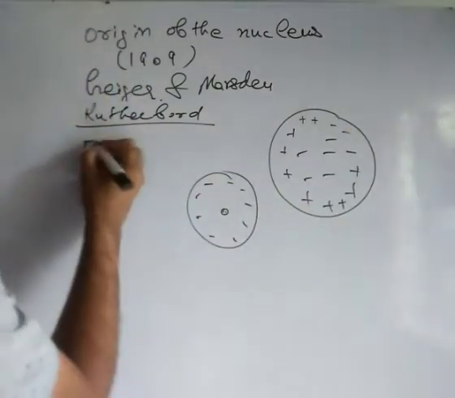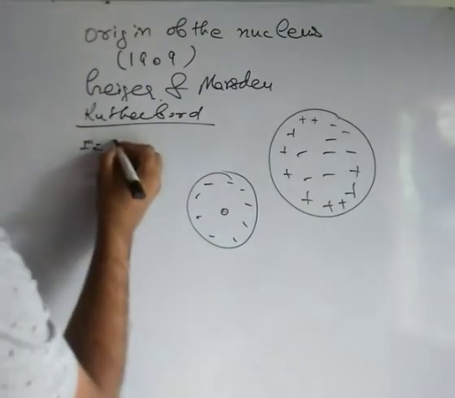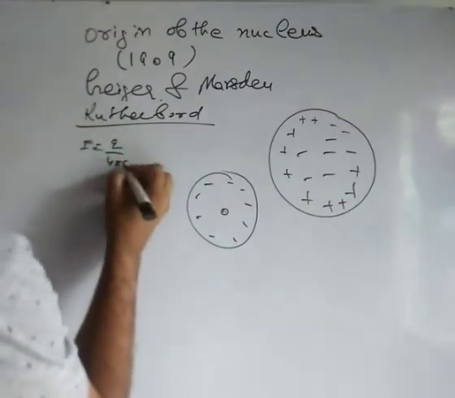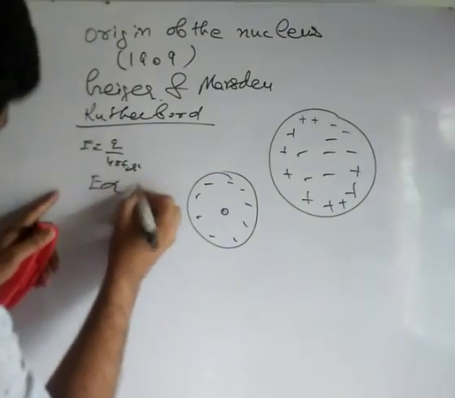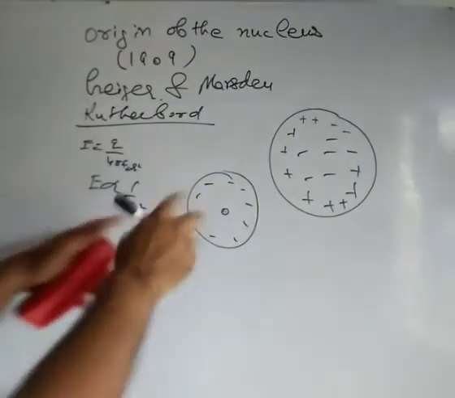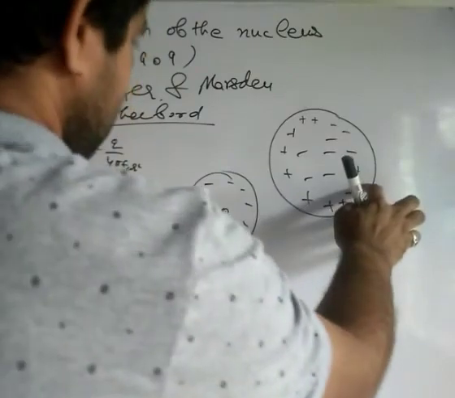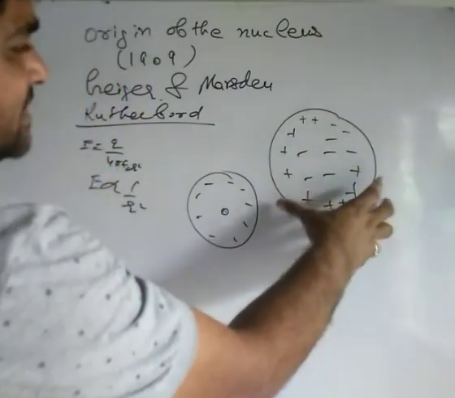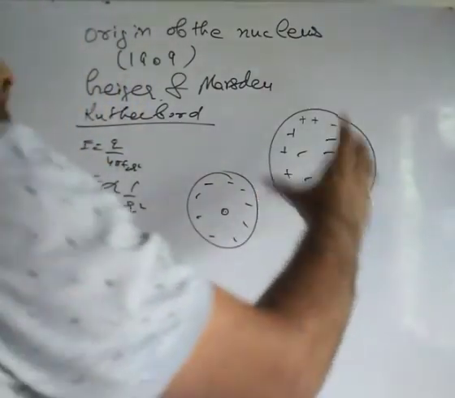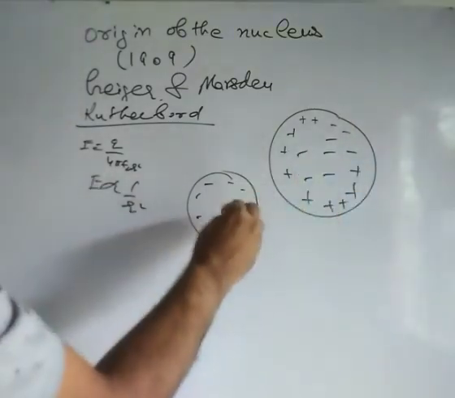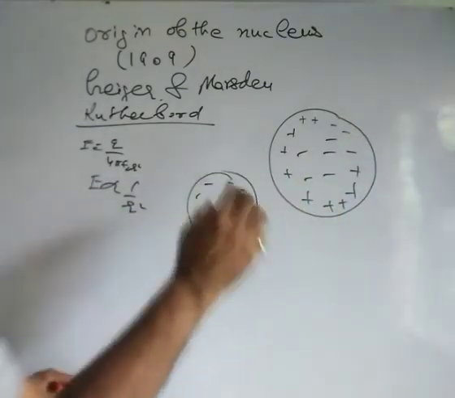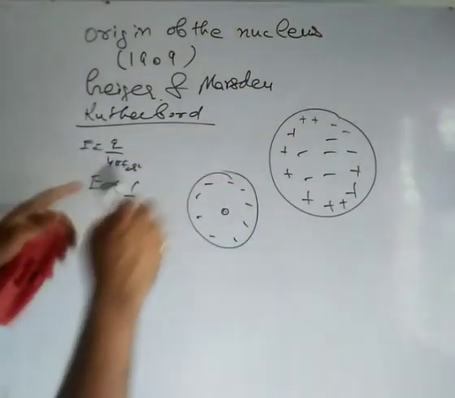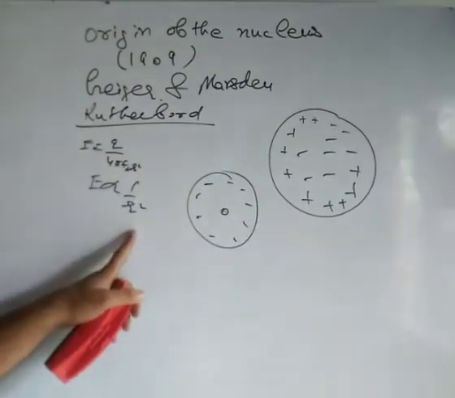Then you will have electric field due to this positive charge equal to Q upon 4 pi epsilon naught R square. Now this electric field will be larger as compared to the electric field due to the same positive charge distributed in a larger area. The charge distributed in a smaller region will produce more electric field, because electric field is inversely proportional to R square.